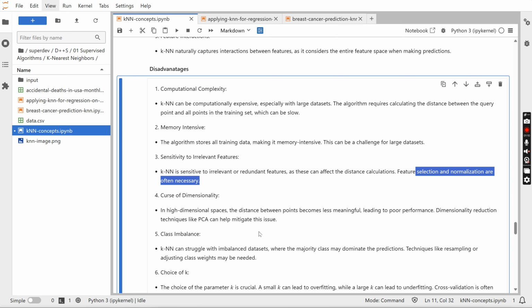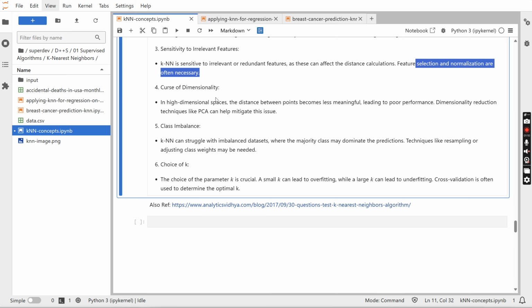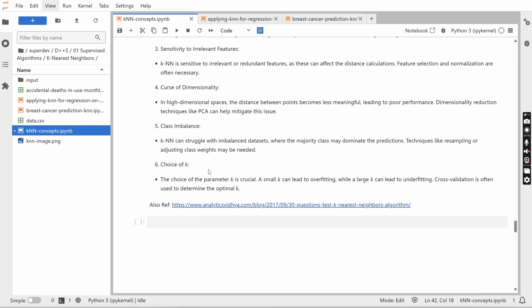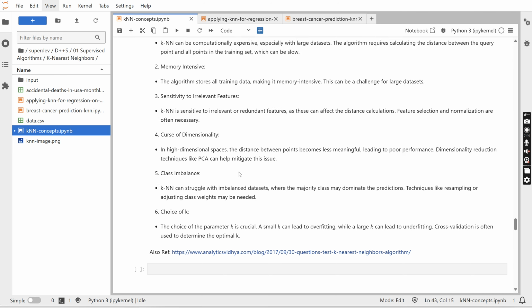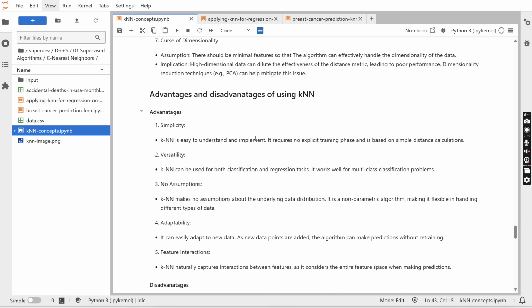Next is curse of dimensionality, another problem, as we already discussed. Too many features will increase the complexity as well as cause poor performance. Class imbalance is another problem. And the choice of k itself: you have to find out the k first to be able to use this algorithm. That is another disadvantage. So these are all interview questions, so you just have to know. Okay, next we will move on.